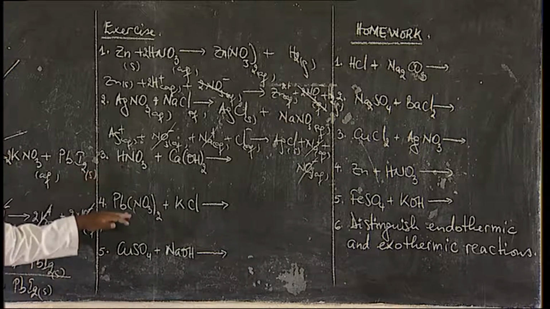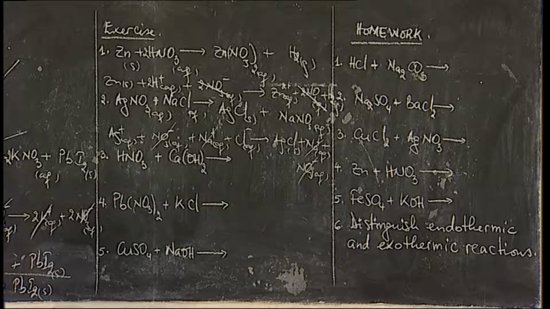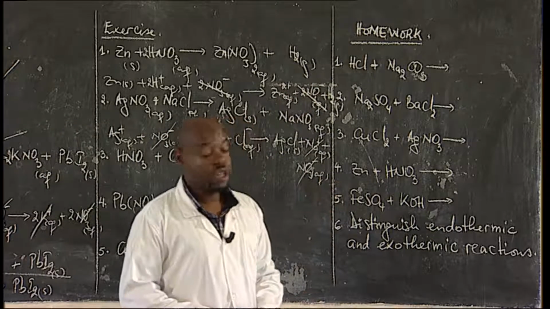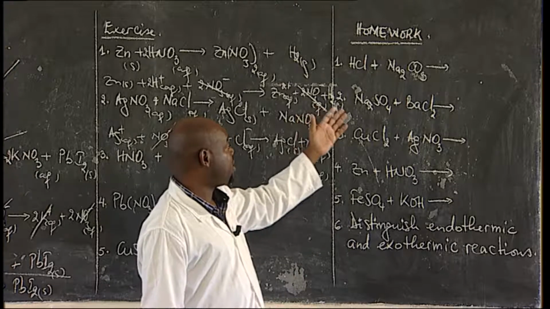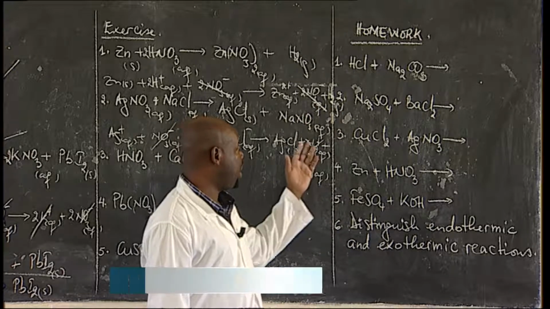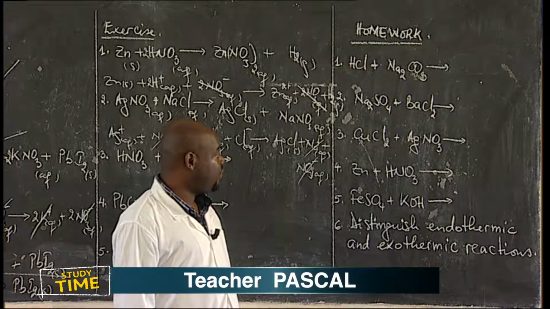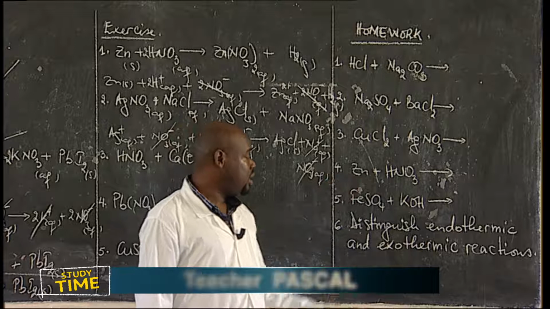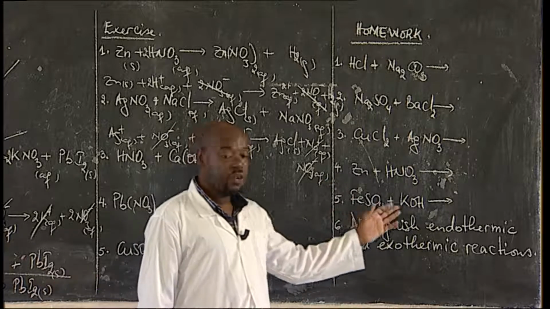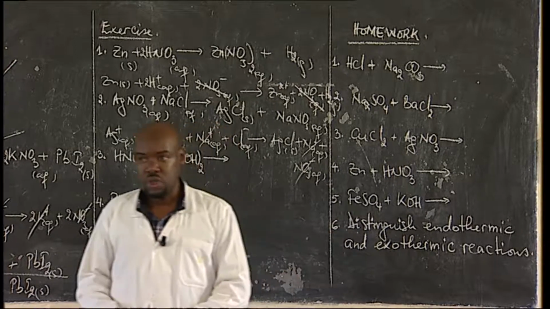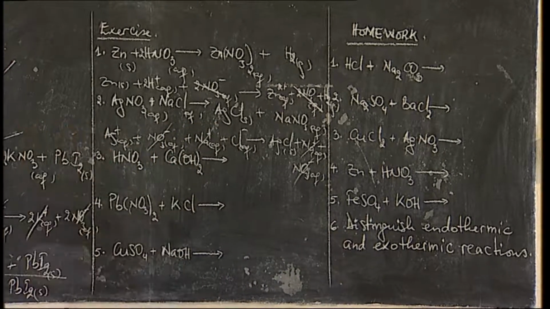So here you have more exercises to try, and here we have the homework you will do when you get time. Hydrochloric acid reacting with sodium carbonate, sodium sulfate reacting with barium chloride, copper chloride and silver nitrate, zinc and nitric acid, and iron sulfate plus potassium hydroxide. And lastly, you will distinguish endothermic and exothermic reactions.